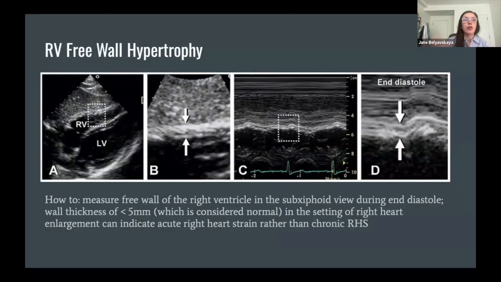Just like the left ventricle, your RV can also remodel in the setting of chronic pulmonary hypertension. So a thickened RV free wall suggests a more chronic process. Take this together with other findings of right heart strain, such as right ventricular dilation or a D sign. It can help you differentiate between acute and chronic processes. So a patient who has no RV free wall hypertrophy and signs of RV dilation or a D sign is more likely to have an acute process.